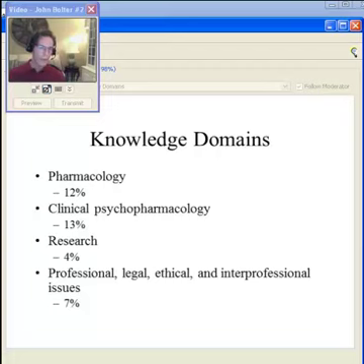Because you have 150 questions and the categories are rather large, and you're going to see that in a little bit, you really have to get questions that overlap a little bit, that cover both one area. So you might have a question that has both pharmacology and clinical psychopharmacology within that question. That's the type of thing they would do to conserve the number of questions.